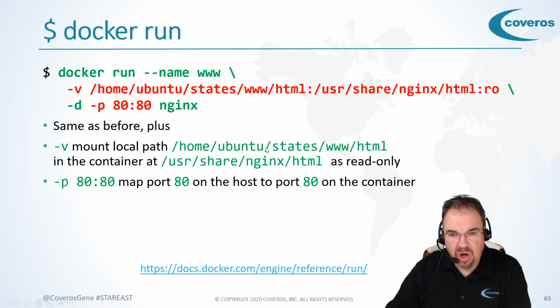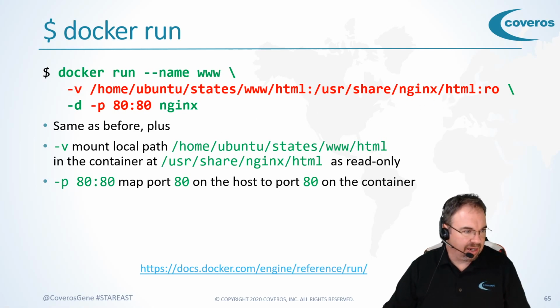-v takes home Ubuntu states www HTML. So we checked the path. We knew we were in that directory, and there was an HTML subdirectory there. And we map it to /usr/share/nginx/html as read-only. It turns out that HTML directory, this /usr/share/nginx/html, that's listed on the Docker Hub page.